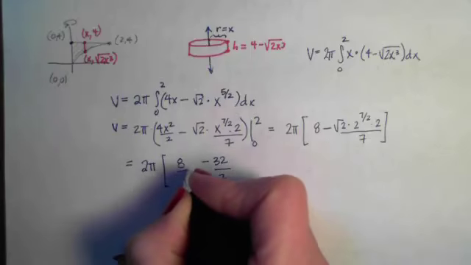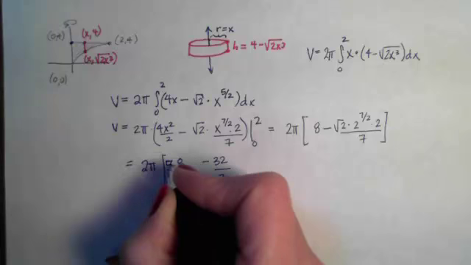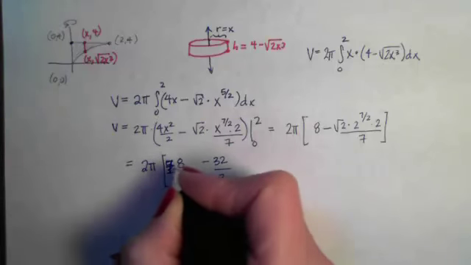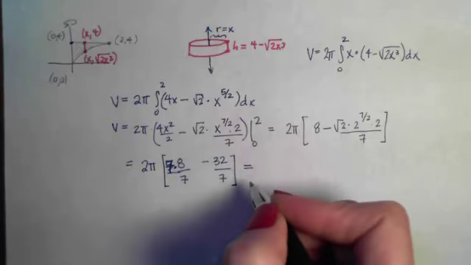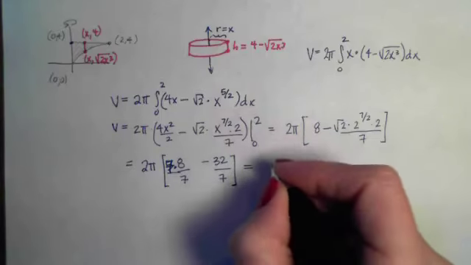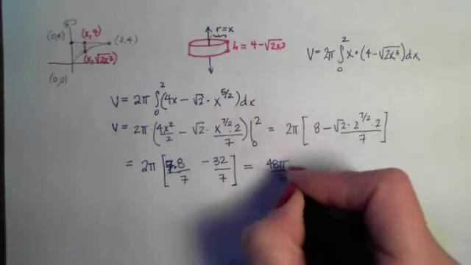So let's get another 7 on here, and I'll have, oops, excuse me, that's a 7. Don't know why I wrote a 5. So I'll have a 56 minus a 32 times a 2 pi. That's going to give me a 48 pi over 7.